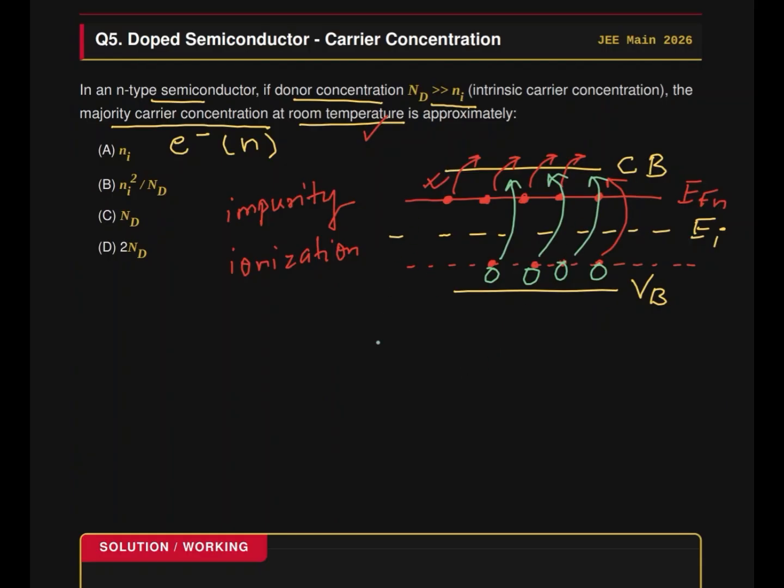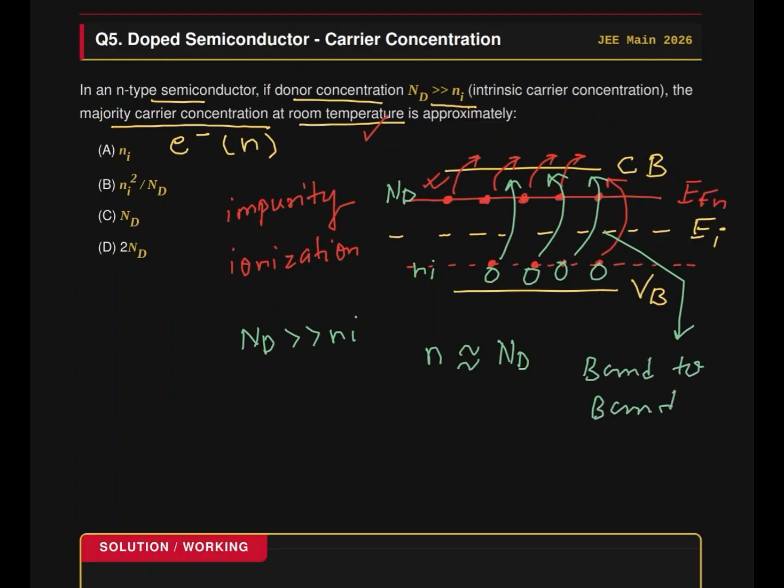But as you can see, this is N_D and this is n_i. N_D is much greater than n_i. So the electron concentration will be approximately equal to N_D only. This thing, which occurs at room temperature, is known as band to band transition.